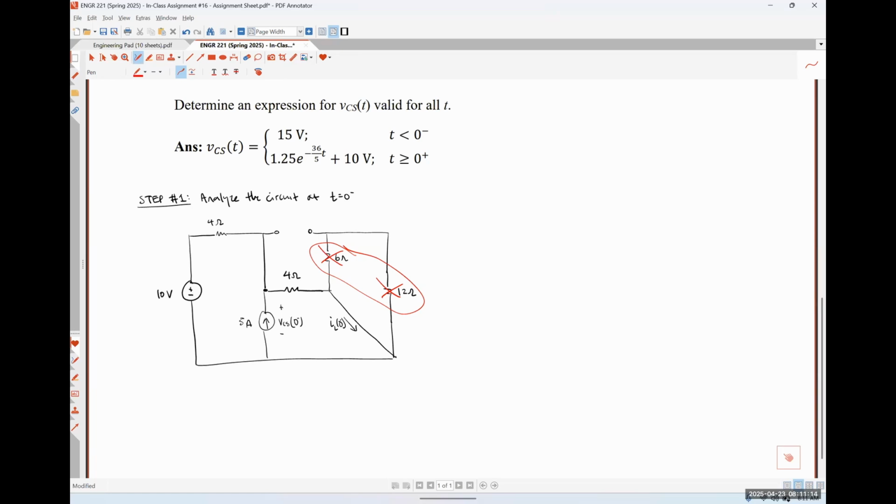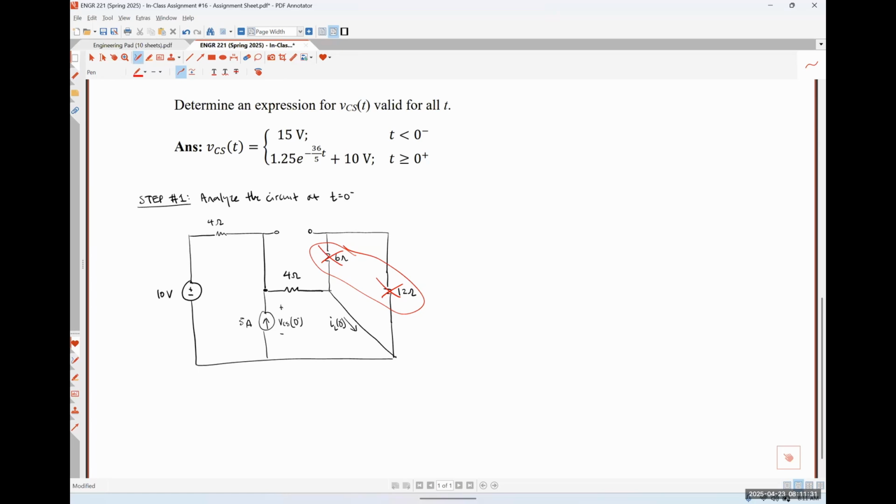No, because it's going to see 4 ohms of resistance either way. In one case, it's got 4 ohms of resistance in series with a 10-volt source. In the other case, it's just 4 ohms of resistance. So we can't say that all of it's going to flow through the short.